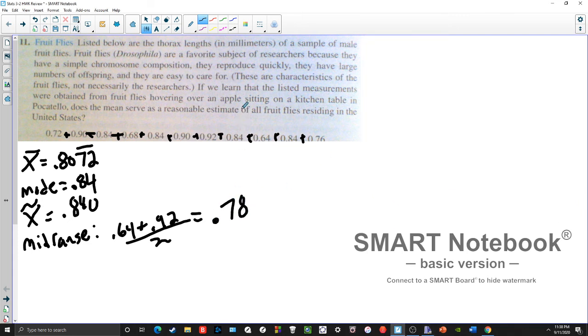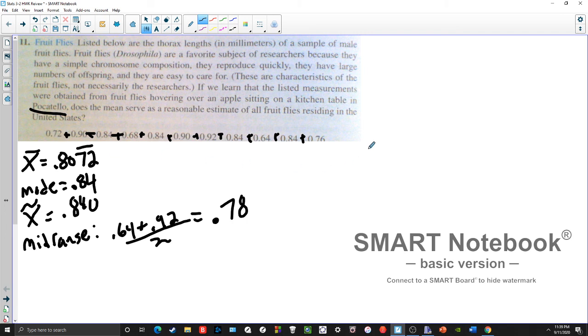And then the last part asks us, if we learn that the listed measurements are obtained from fruit flies hovering over an apple in Ponticello, does this serve as a reasonable estimate for all fruit flies residing in the United States? Again, you have to do your justification here. In my opinion, it probably would not be representative of the entire population of the United States, because you're taking it from a small subset. If you're just taking it from apples in a local kitchen, that's not necessarily going to be representative of all of the United States. So this would probably not be a good representative sample.